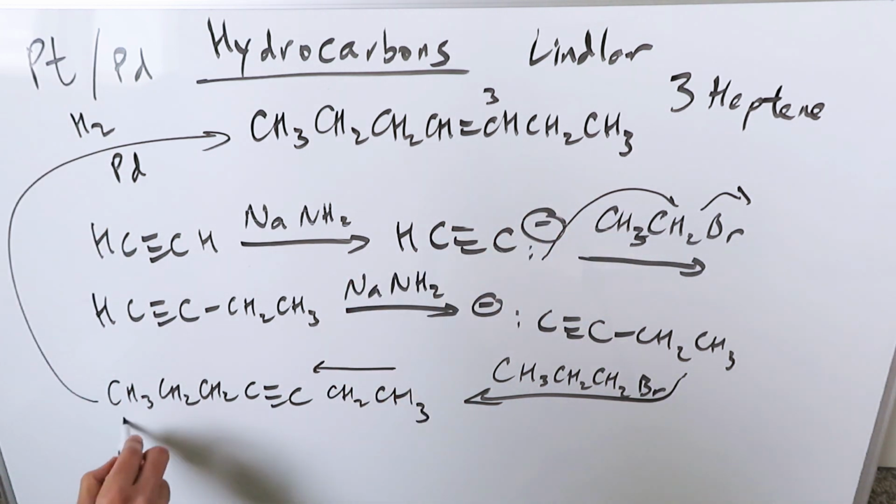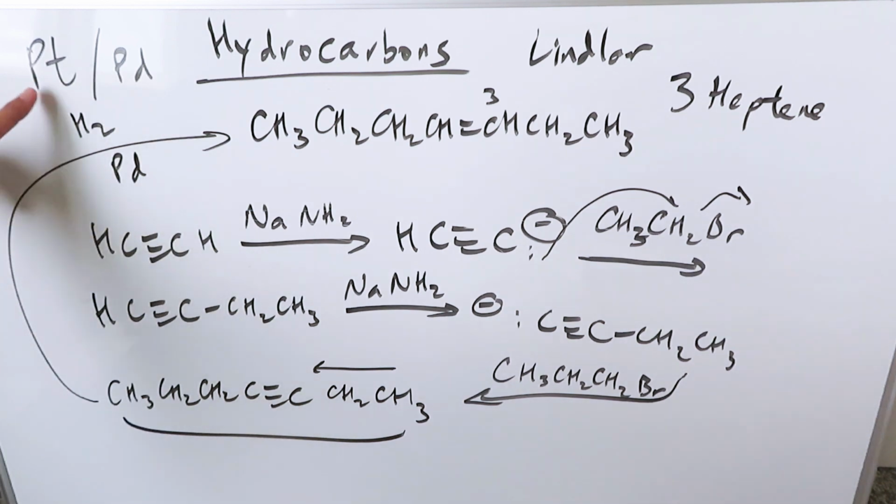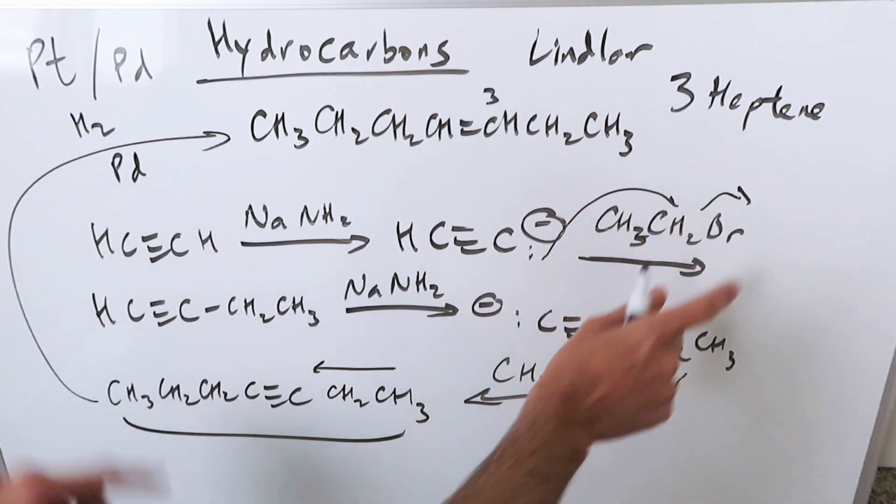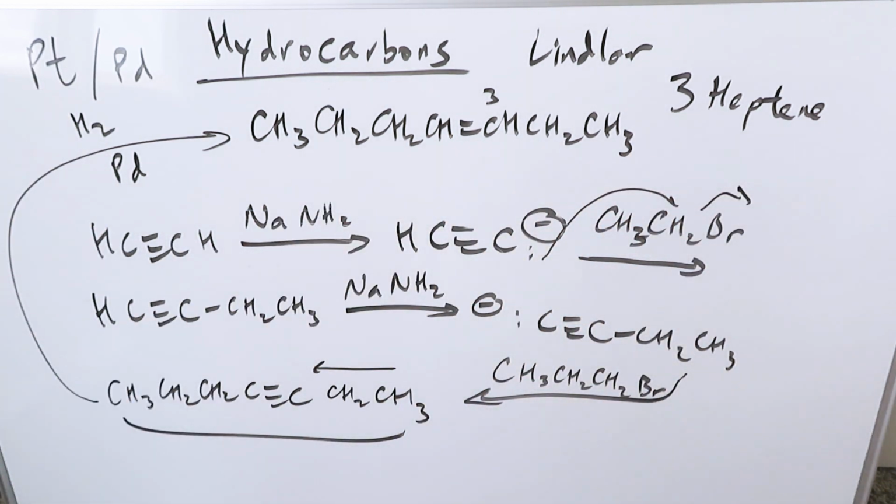From this step right here, if I just attacked it with hydrogen H2 but platinum, it would have gone all the way down to a heptane. It would have reduced even the double bond to a single bond. So these are the flexibilities you have.